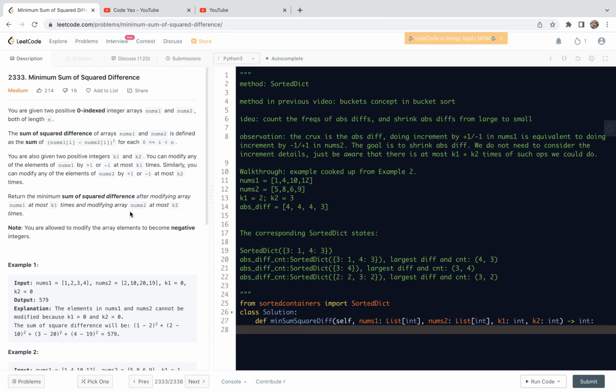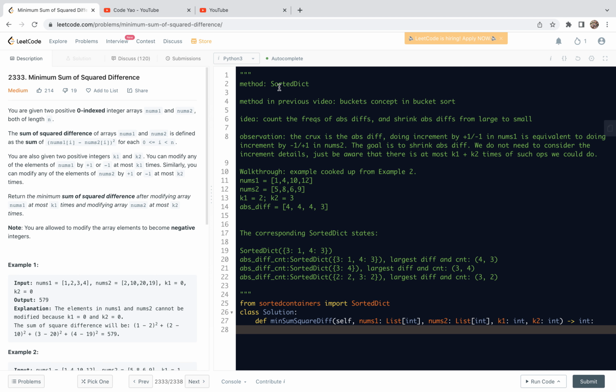Let's have a look at problem 2333 again together. Minimum sum of squared difference. So the problem here is asking to minimize the L2 distance square for two integer vectors nums1 and nums2. In a previous video, we shared a solution using the concept buckets from bucket sort. And in the current video, we're going to share another format of solution using sorted containers.